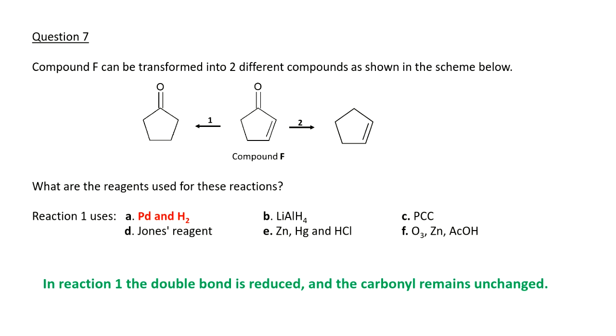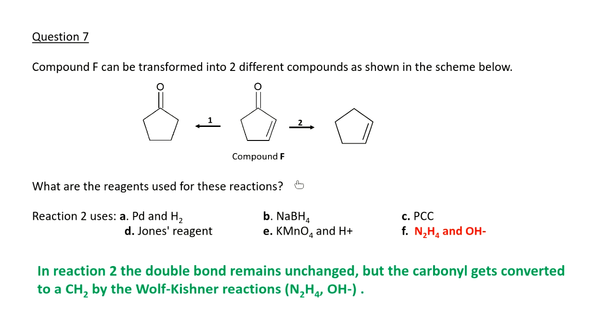So if we want to just reduce our double bond, we will use hydrogen in the presence of palladium. However, if we want to reduce the ketone to an alkane, we use the Wolff-Kishner reaction.